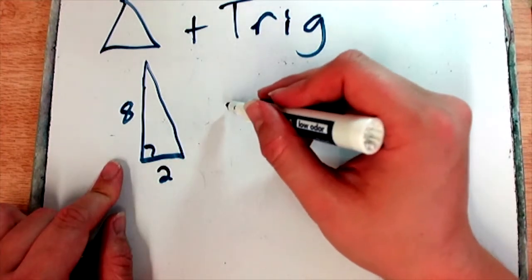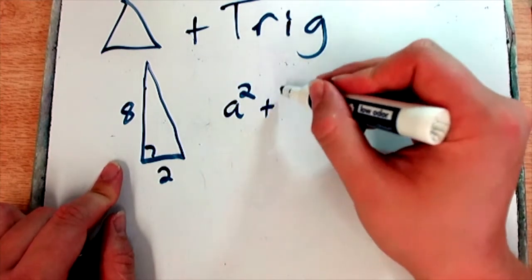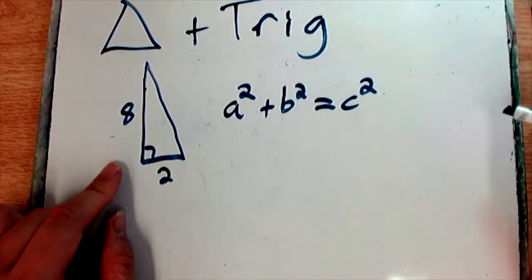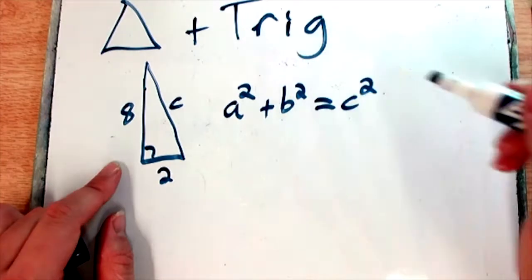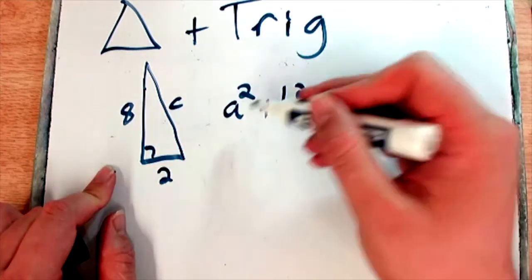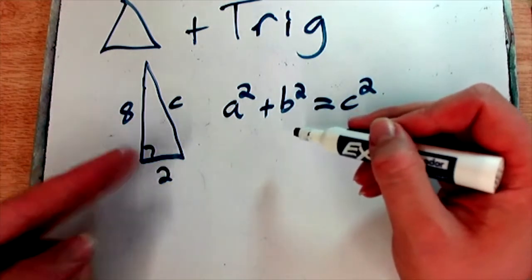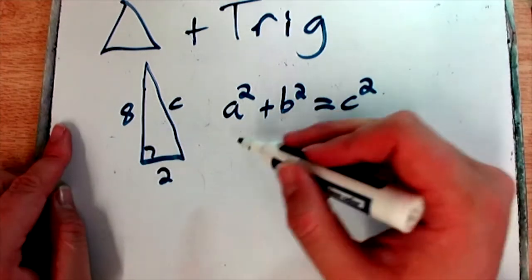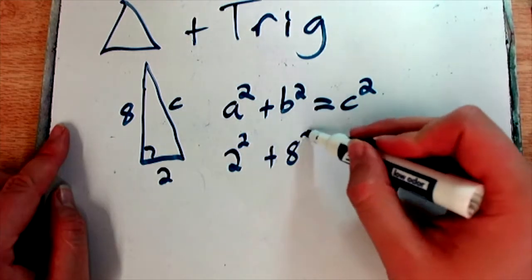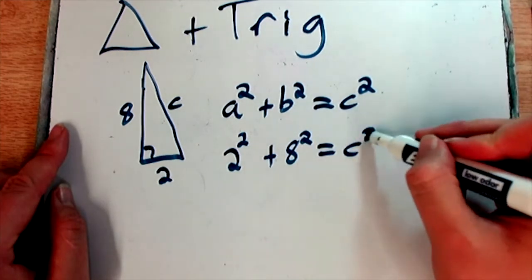Well, I take a squared plus b squared, and that's going to equal c squared. Okay, so in that case, this is c. So a squared, I can actually pick either of these for a and b. That's an interesting thing just based on perception. So let's just pick 2 for a. 2 squared plus 8 squared should be c squared.